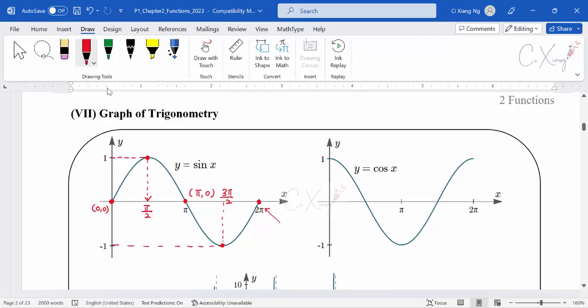When we know the basic shape of the graph, if we can, we should try to remember some important coordinates of the graph, so that it can help us identify what kind of transformation we have or are being asked about in the question.